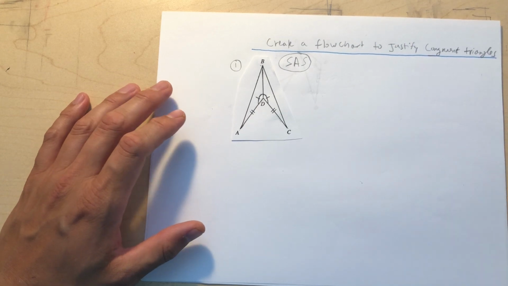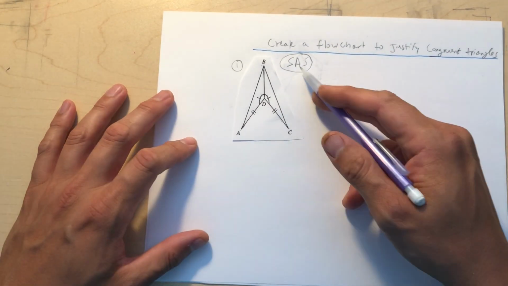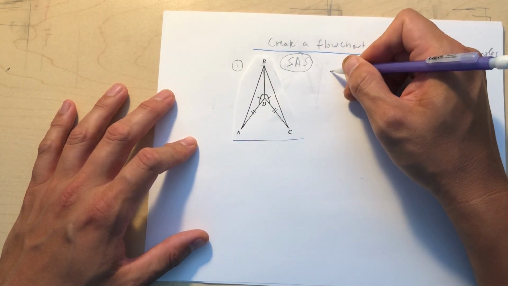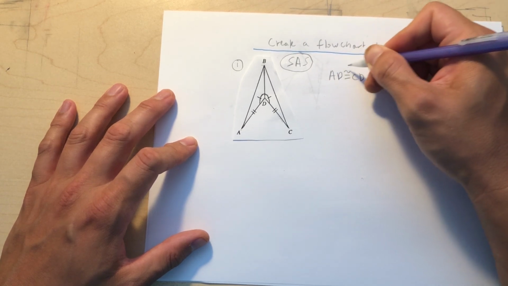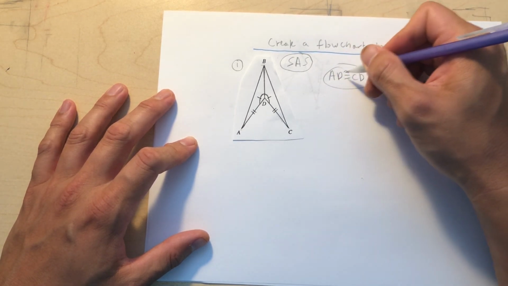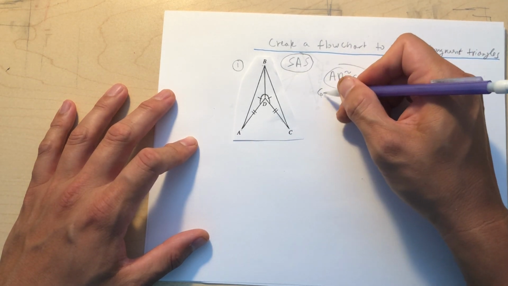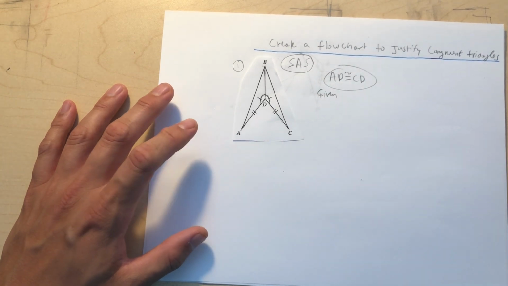Now to do a flowchart, you have to make sure it flows, and you want to see the side, angle, side. So I'm going to state the side first. I'm going to say AD is congruent to CD. That's a congruent sign right there. It's like an equal sign, except that it just means congruent. Now I'm going to write down given, because we didn't find that. It's obviously given to us from the original problem.